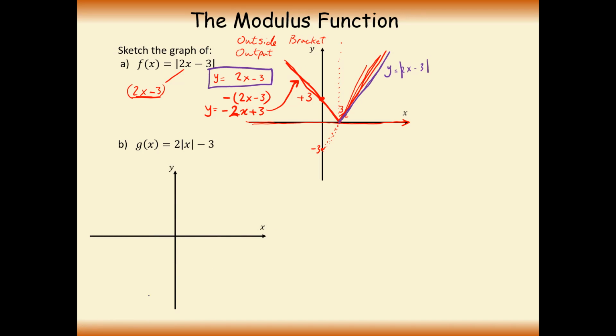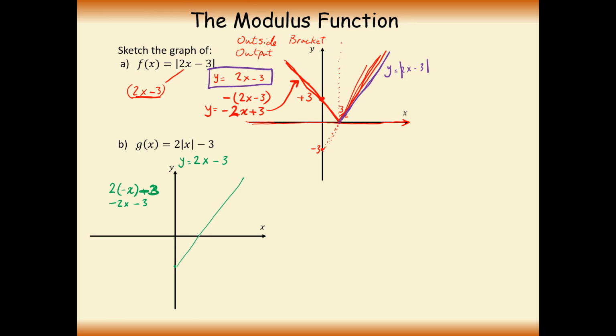If I change my pen color here, what this means is that when x is positive, we'll have a graph of 2x minus 3, and when x is negative, we will simply have minus 2x minus 3. Okay, so let's draw these two parts of the graph together.